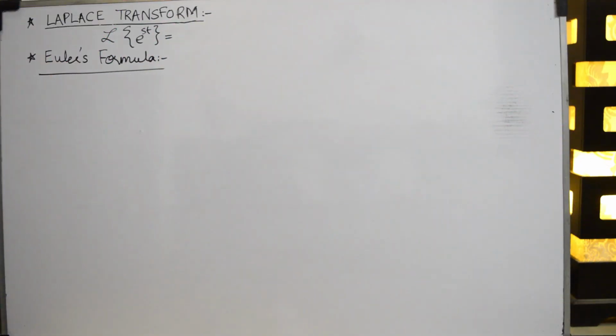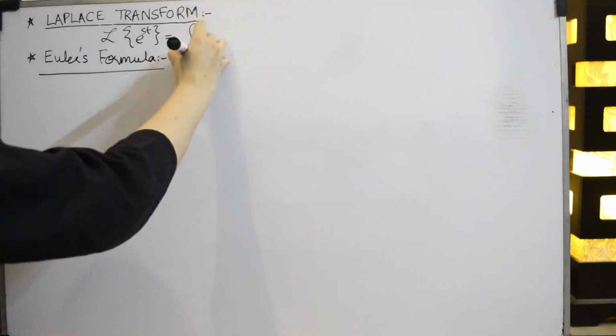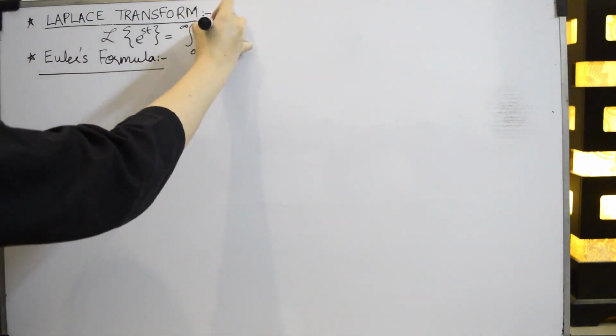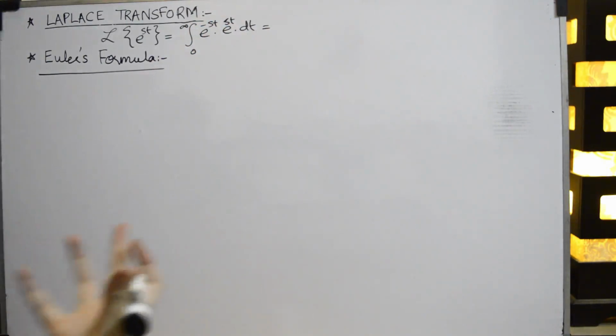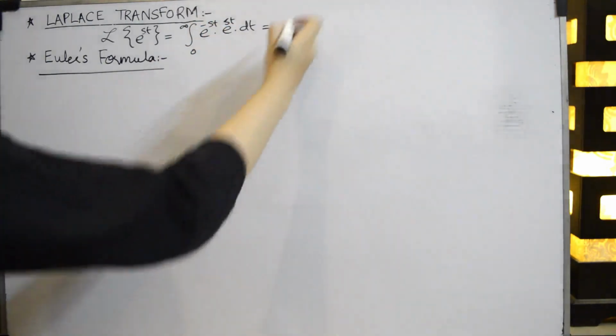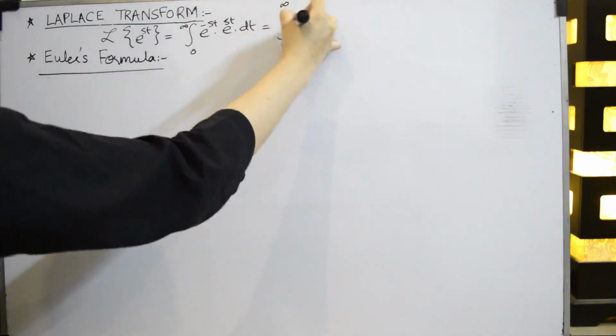Okay, now tell me what will be the Laplace transform of the function e to the power st. So we apply the formula here, and that is the integral from 0 to infinity of e to the power minus st into e to the power st into dt. So minus st and plus st, because bases are same, so powers are added, that makes it e to the power 0 into dt.